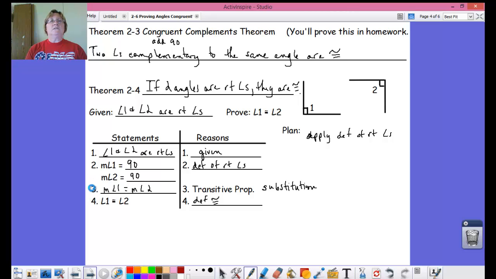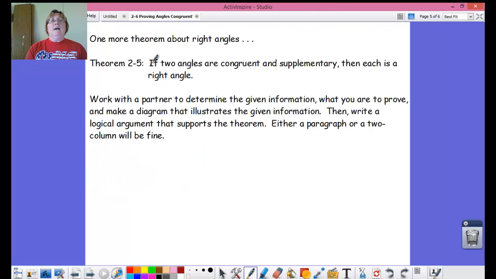And our last result of the day, one more about right angles. Let's read the statement of this theorem. If two angles are congruent and supplementary, then each is a right angle. Two angles congruent and supplementary. Same size and add to 180. Then each must be a right angle.